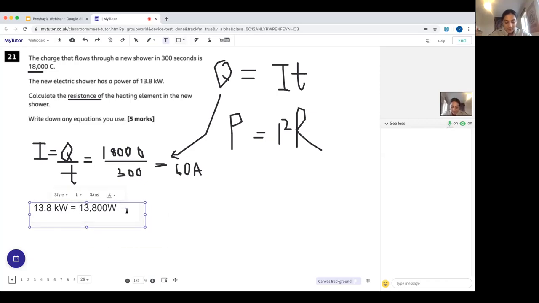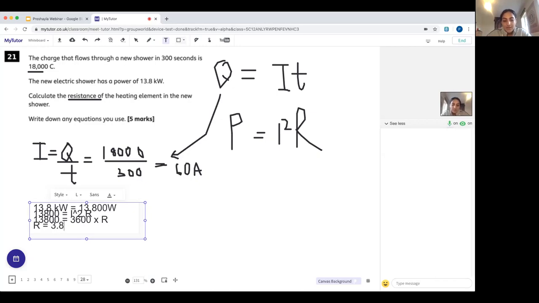Then we can put it into our equation. So 13,800 equals I squared R. We know that I is 60. So I squared is 60 squared, and 60 squared is 3,600, which we times by R. Now we can divide both sides by 3,600 to get R, which you should get as 3.83.